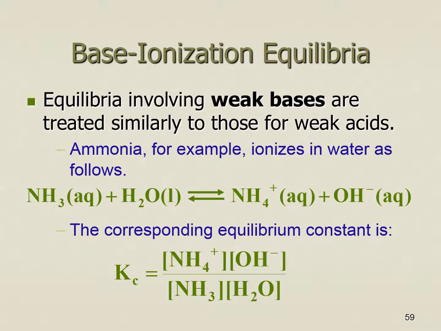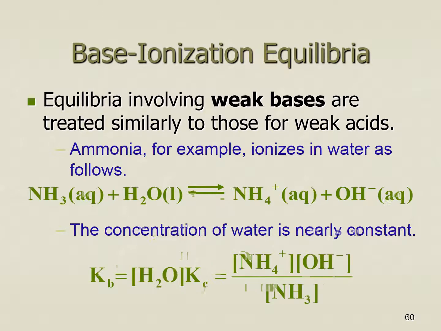So we can rewrite our equilibrium expression. Kc equals products over reactants. Now we know again, like we saw before, that H2O is really a constant. So if we bring that over to the left-hand side of this equation, we end up with H2O times Kc equals NH4+ times OH- over NH3. And since it's a constant times a constant, we're going to give it a new name, and we're going to call it Kb, which stands for the equilibrium constant for a base. So Kb.